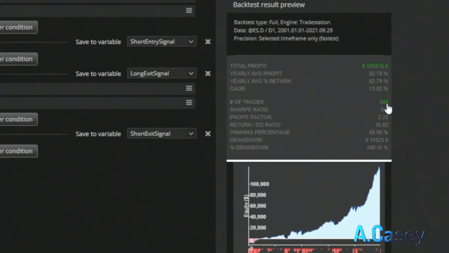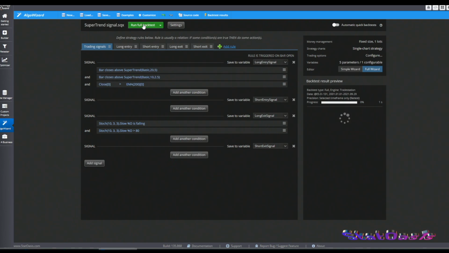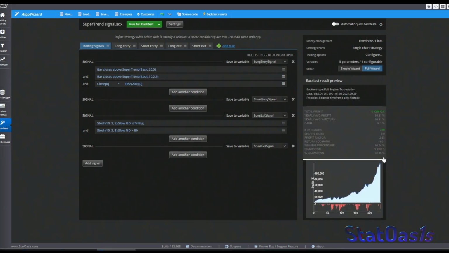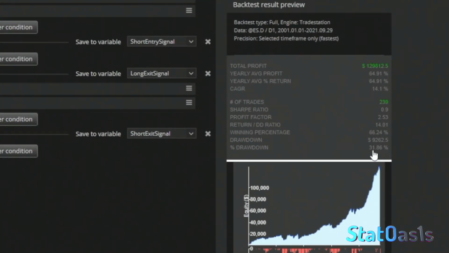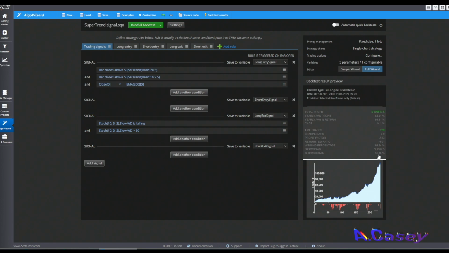So right now we have 249 trades, but we want to significantly affect this number, which is the drawdown. And we did. So the drawdown goes down to 31%. That's actually a third of the original drawdown. So that's a significant enhancement to the strategy with a simple moving average. So there you go. That's two unique ways.